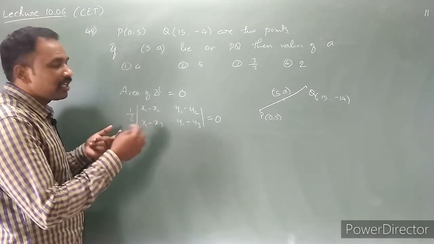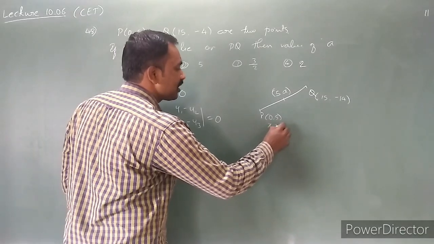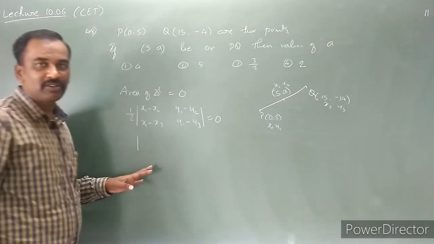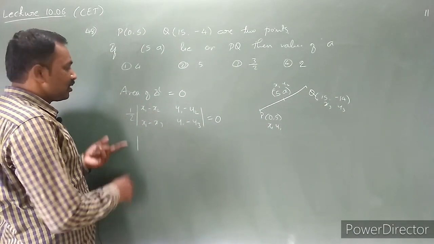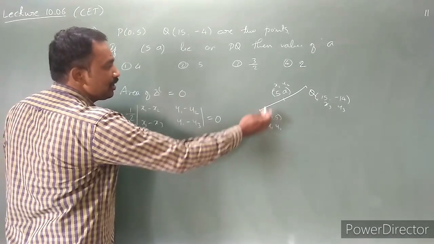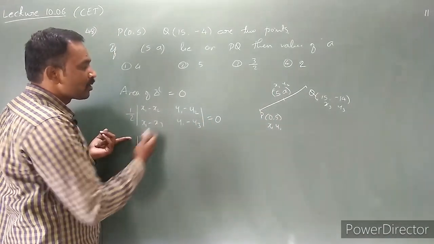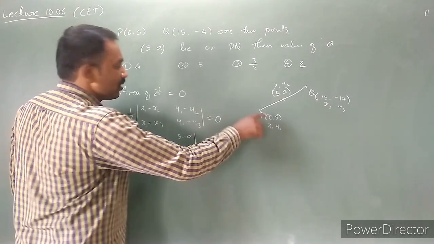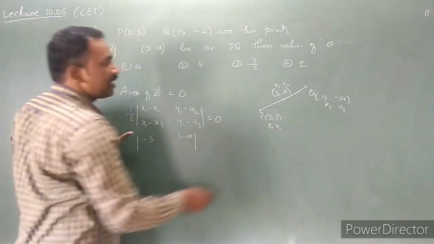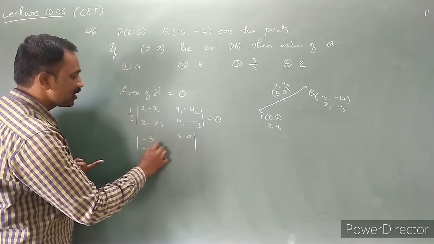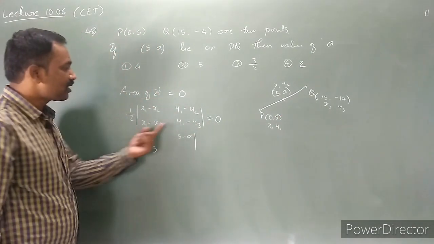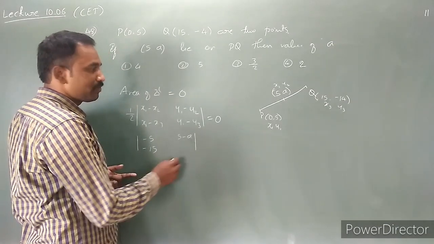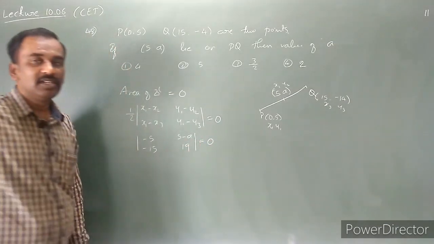What are x1, y1, x2, y2, x3, y3? This I consider x1, y1, this is x2, y2, this is x3, y3. Whichever point you consider, it doesn't matter. x1 minus x2 is 0 minus 5, which is minus 5. y1 minus y2 is 5 minus A. Next, x1 minus x3 is 0 minus 15, which is minus 15. y1 minus y3 is 5 minus of minus 14, that is 5 plus 14, which becomes 19, equal to 0.